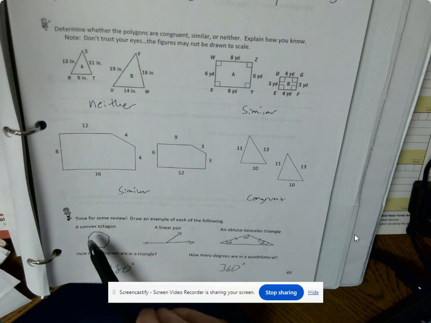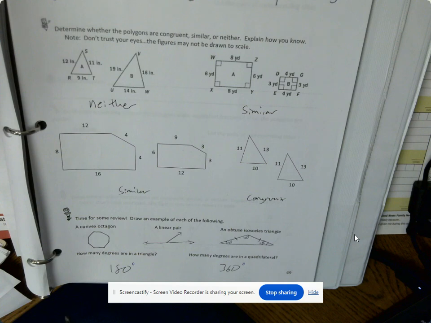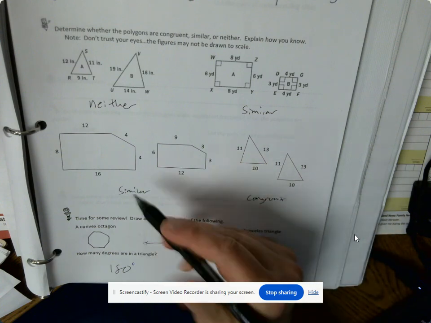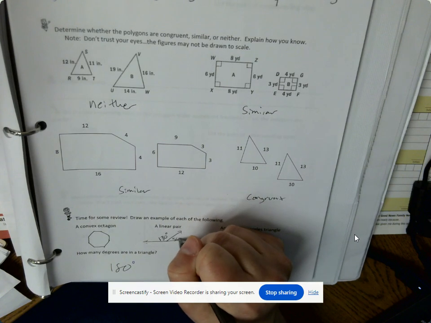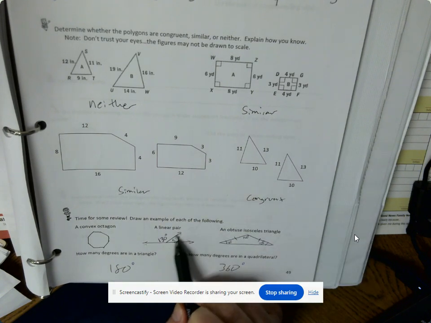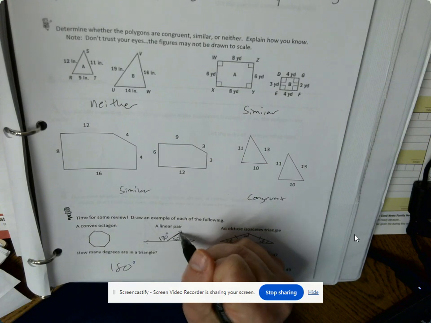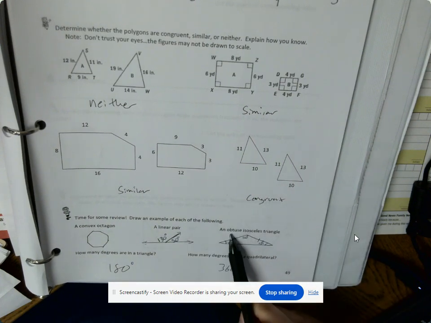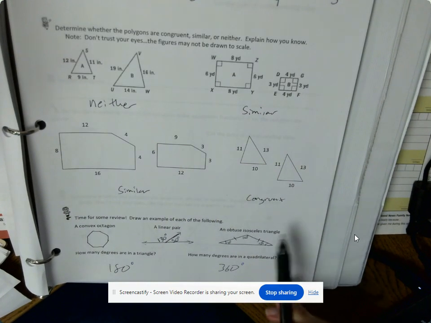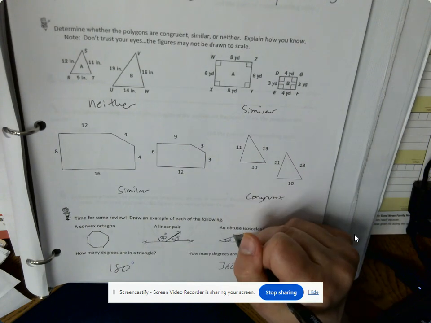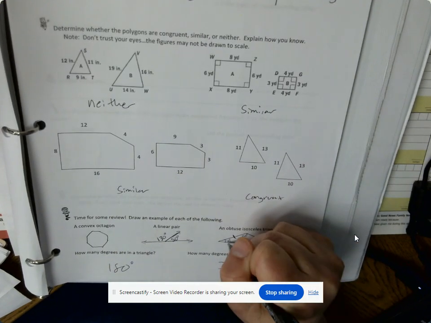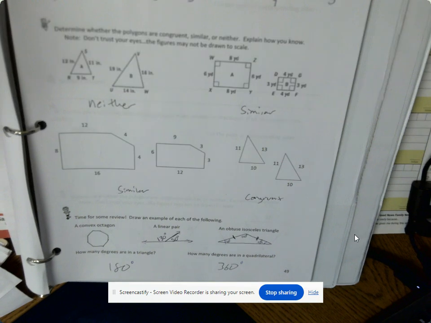For our review, a convex octagon has 8 sides and none of them are caved in. A linear pair, you need to prove that it equals 180 degrees on a line, adjacent angles. An obtuse isosceles triangle, we have our obtuse angle with 2 other angles that are congruent, because if our 2 sides are congruent, our 2 angles must be congruent.